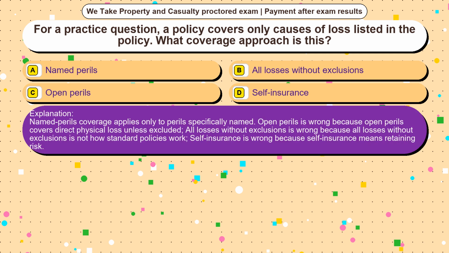Named perils coverage applies only to perils specifically named. Open perils is wrong because open perils covers direct physical loss unless excluded. All losses without exclusions is wrong because that is not how standard policies work. Self-insurance is wrong because self-insurance means retaining risk.